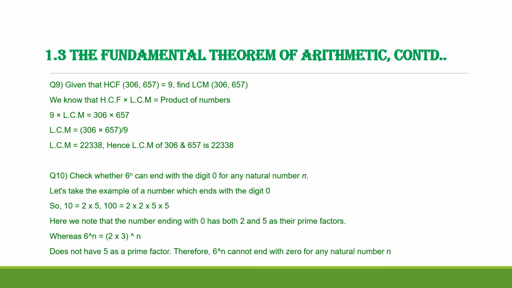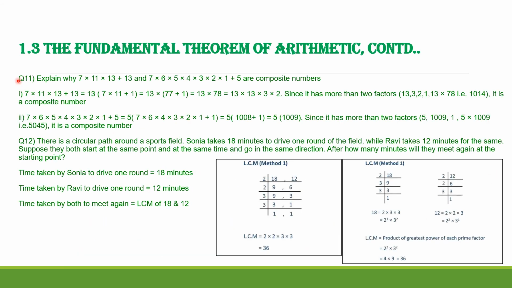So quickly go to the next slide. This is the last slide of the session. In this slide we have two questions. Question number 11: we need to explain why this set of numbers and this other set of numbers are composite numbers. A composite number, if we recollect from the previous slides, has more than 2 factors.